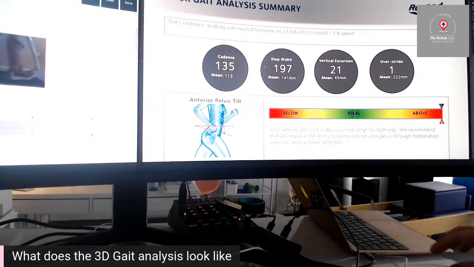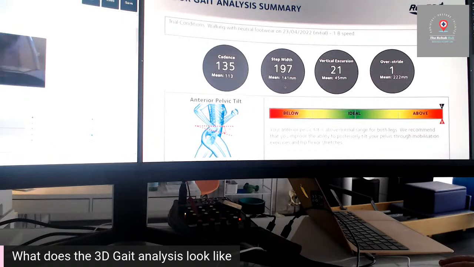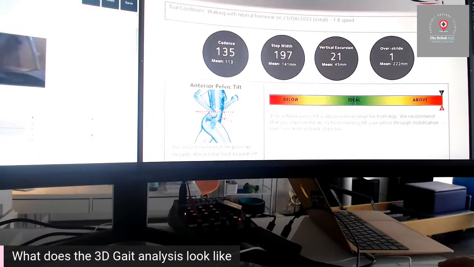It's usually an indication of tightness through the hips, but we take that in a full clinical presentation and what their history is. But certainly this particular patient is walking too wide. Vertical excursion is how much you lift up. This particular patient has a low vertical excursion. You do want a low vertical excursion, but this is particularly low. Overstride, there's 1 and the mean is 222, right? So high cadence and a tiny wee stride. This particular patient is walking with lots of tiny wee steps.